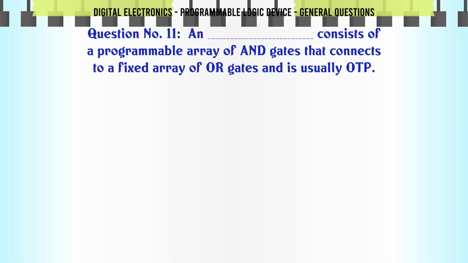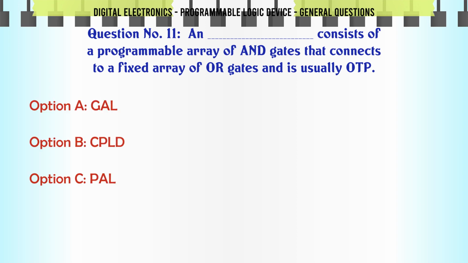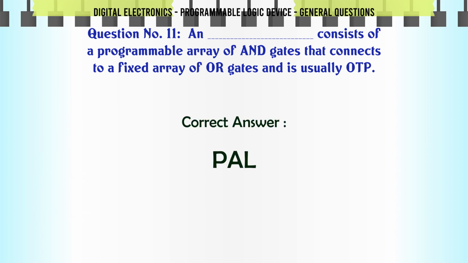A blank consists of a programmable array of AND gates that connects to a fixed array of OR gates and is usually OTP. A. GAL, B. CPLD, C. PAL, D. SPLD. The correct answer is: PAL.